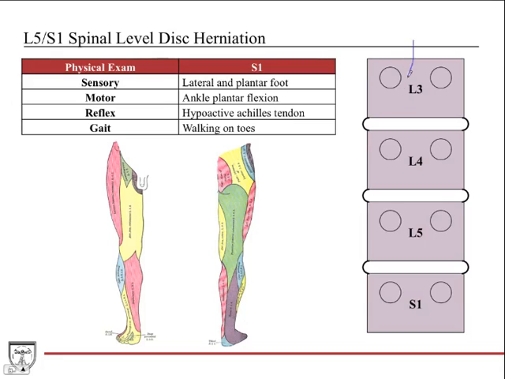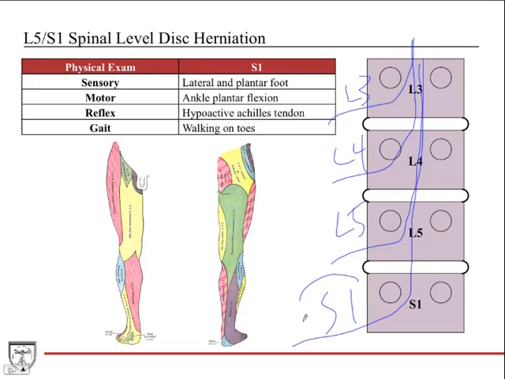So let's talk about, again, we have L3, L4, L5, and then we have S1 coming down here, okay? So that's the one here. Again, disc herniation here at the L5, S1. L5 is too high. It's already exited. It can't be affected by this disc bulge. It's going to go right into the S1 nerve here.